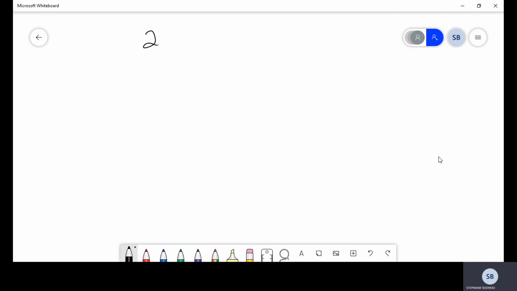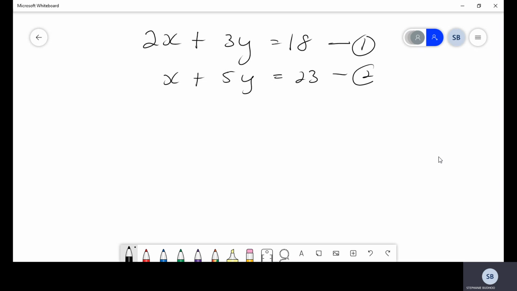All right, so in this example, we have 2x plus 3y being equal to 18, calling that equation 1. Then we have x plus 5y being equal to 23, calling that equation 2. I can recognize that if I were to add or subtract these equations, I will not get elimination. I can multiply both equations across by coefficients of variables, but we are going to try to use the substitution method.